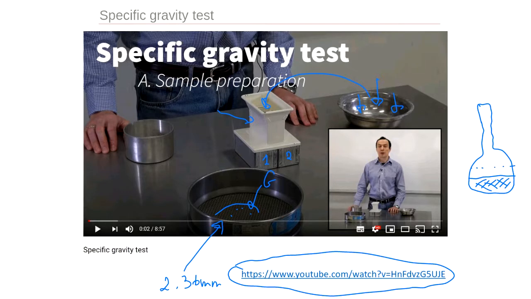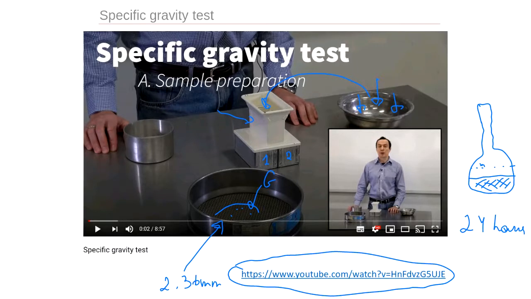So water. We just want to make sure that there is enough water to saturate the sample, and then we leave it for 1 day. So for 24 hours, we don't do anything. We just leave it on the desk.